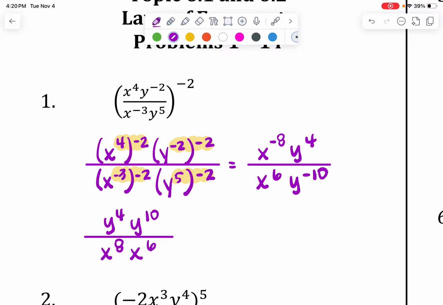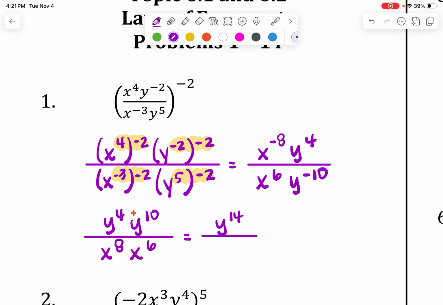And now we're almost done. Remember, you're not completely finished until you have all of the like bases merged together. So in my numerator, I have 4 y's, and I'm adding 10 more y's to the chain of multiplication. So remember, when we multiply, we add the exponents. So that's going to turn into y to the 14th power.